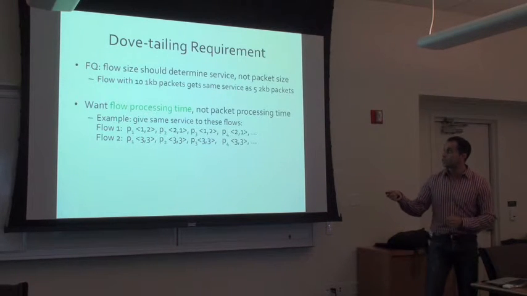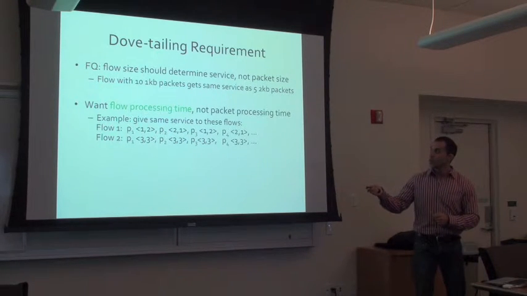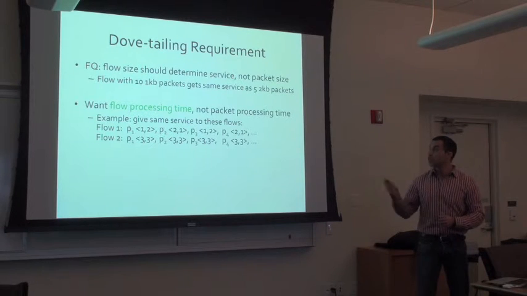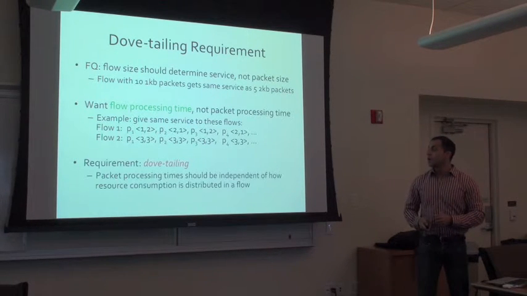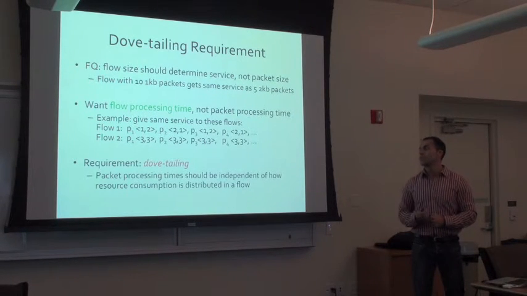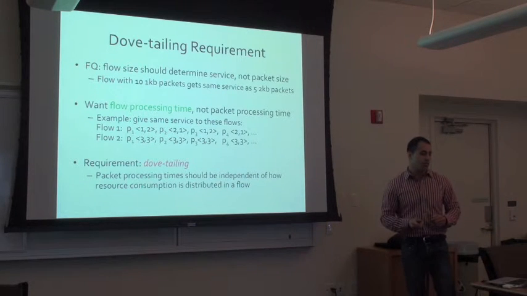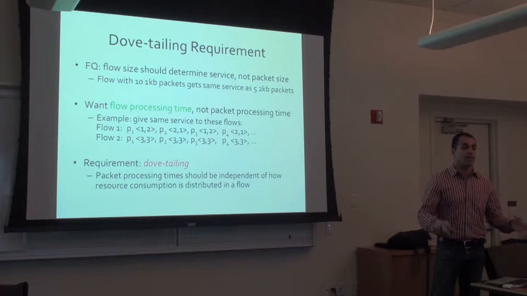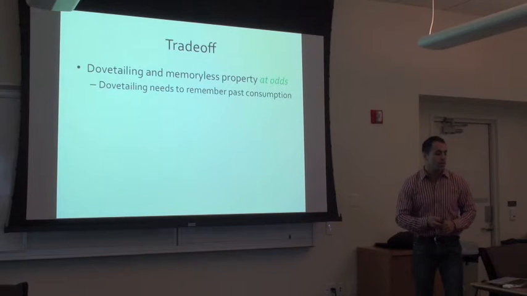And the easiest way to understand it is to look at these two flows. One of them is alternating its resource consumption: 1 2, 2 1, 1 2, 2 1. The other one is just using 3 3, 3 3, 3 3. Okay? We would like that two packets from this flow should receive the same service as one packet from this flow. So it shouldn't matter how you discretize this over the packets. So this is the dovetailing requirement. It says packet processing time should be independent of how resource consumption is distributed. So these are the two properties we would like to satisfy. One is the old one, this is the new one.